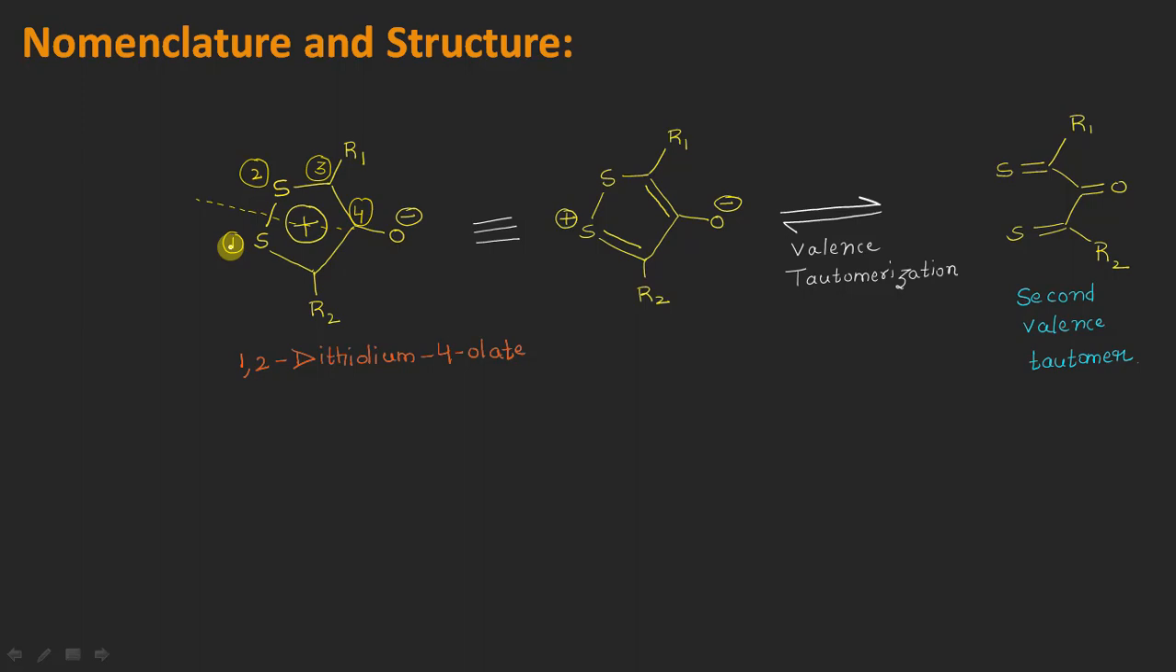So because on the first position and on the second one we are having 2 sulfur atoms, it will be a 1,2-dithiolium, and on 4 we are having a single bond oxygen negative, which we used to call an olate, so it will be a 4-olate type of meso-ionic molecule. And as you know, we can always draw an equivalent structure. This is the equivalent structure for this type of structure of our meso-ionic molecule.